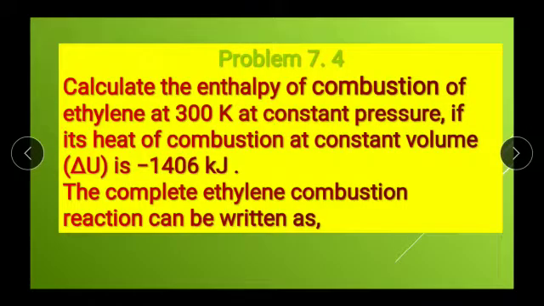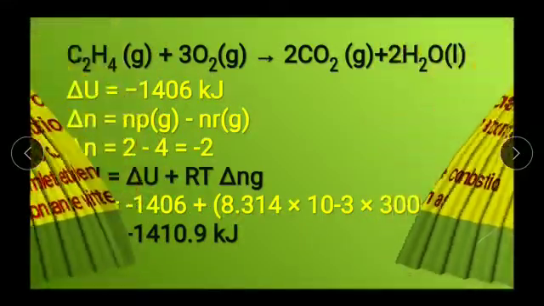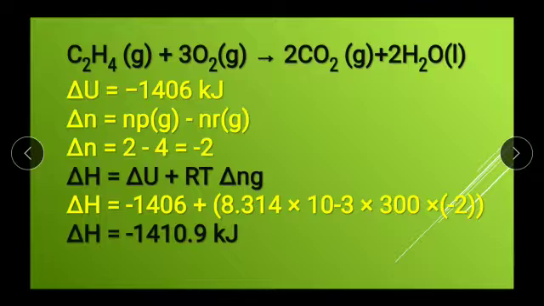Problem number 7.4. Calculate the enthalpy of combustion of ethylene at 300 Kelvin at constant pressure, if its heat of combustion at constant volume, that is del U, is minus 1406 kilojoule. The complete ethylene combustion reaction can be written as, before we move to the calculation, we need the whole reaction. So what is that? C2H4 gas plus 3 O2 gives us 2 CO2 plus 2 H2O.